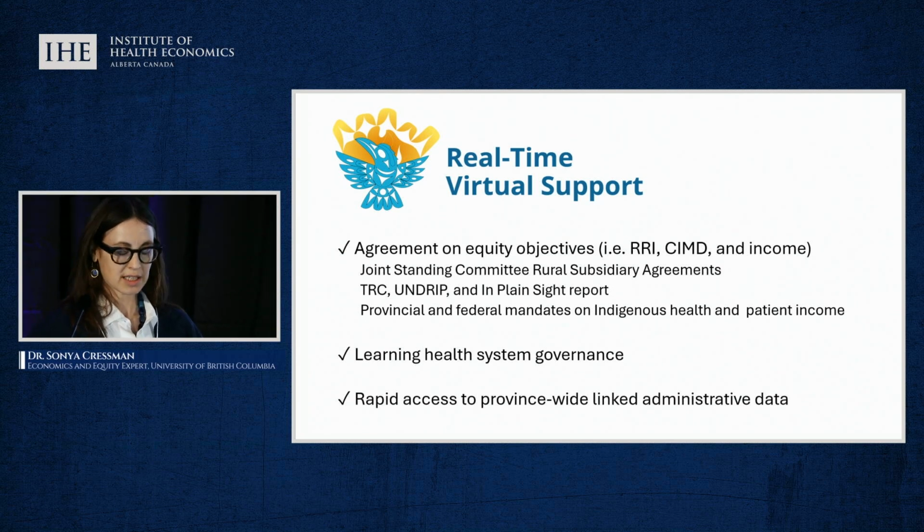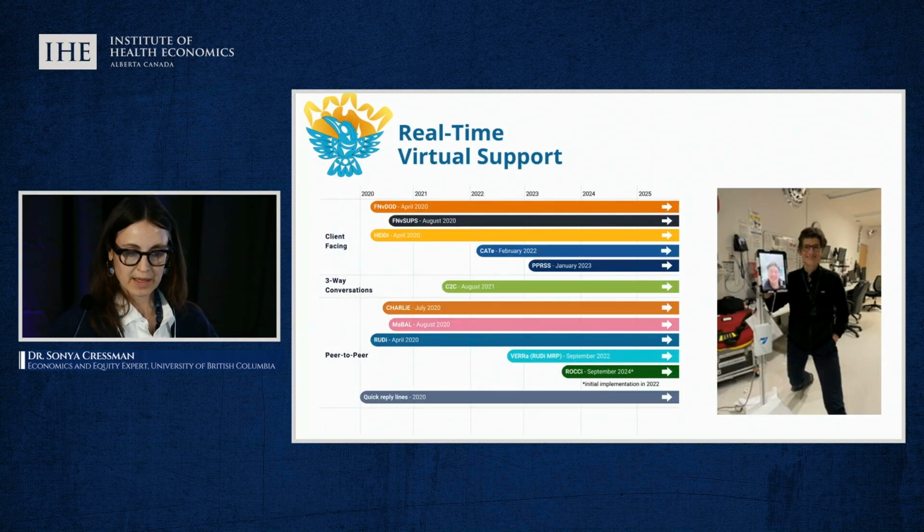And we've got these fantastic policies and mandates guiding us forward. Learning health systems governance, which is critical for us to be able to look back and fail forward. And we've got rapid access to province-wide linked administrative data, which isn't perfect, but it's also really powerful when you can get everyone to agree to look at it and to make decisions based on it.